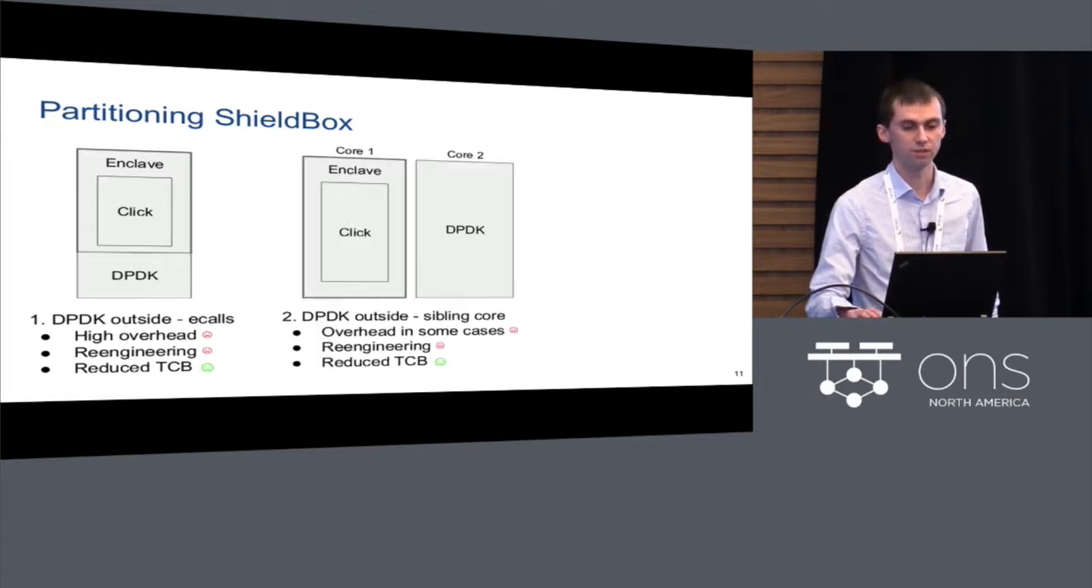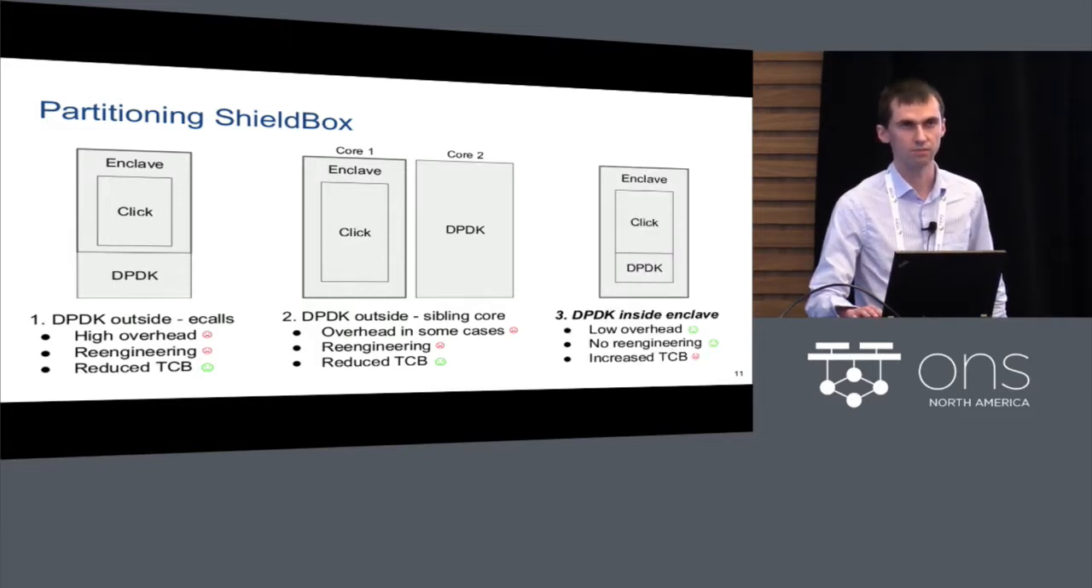On the other hand, another alternative would be to partition DPDK out of the enclave and have it running on a different core, and have the code inside the enclave run on another core, for example, on a sibling hyperthread. And in this case, we will have overheads when the network function that is running inside Click is CPU intensive, and the core which is dedicated to DPDK would be basically wasted. But in this case, we have a reduced TCB as well.